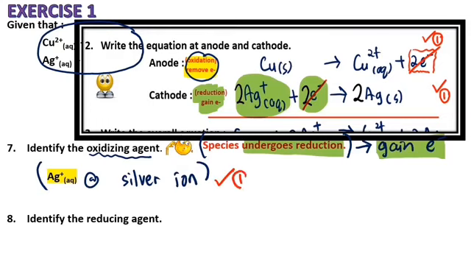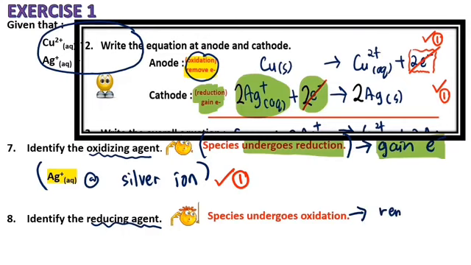Alright? Okay, next. Number 8, identify the reducing agent. So, what is meant by the reducing agent? It is the opposite of the oxidizing agent. Reducing agent refers to the species that undergoes oxidation, which refers to the removal of electrons. So, check the answer in number 2.